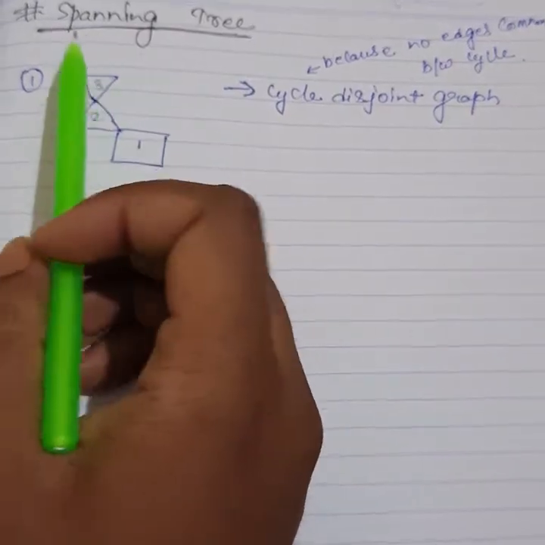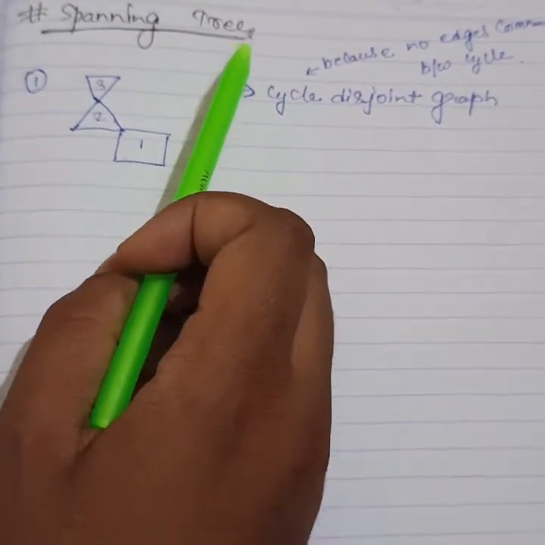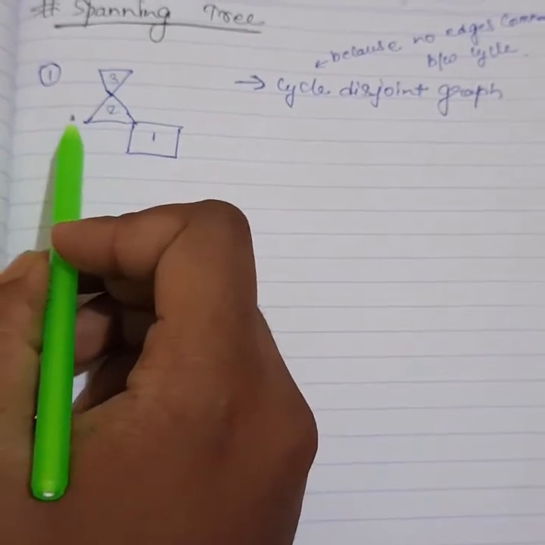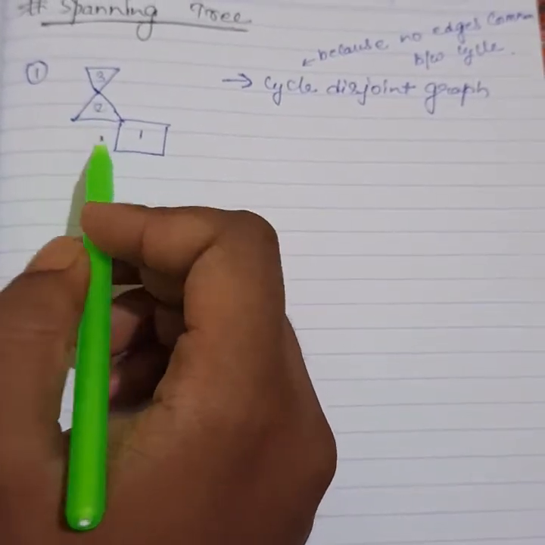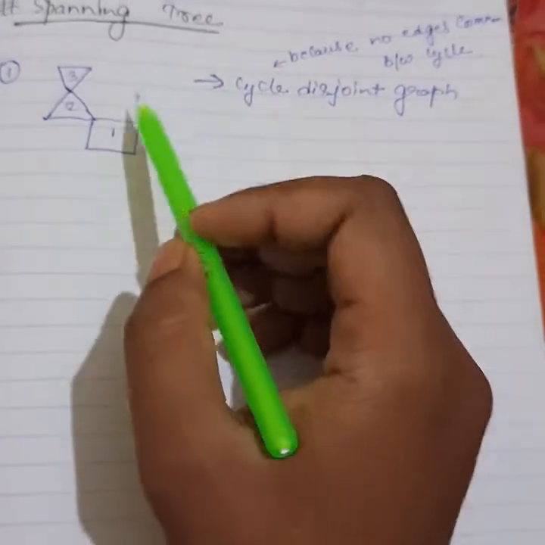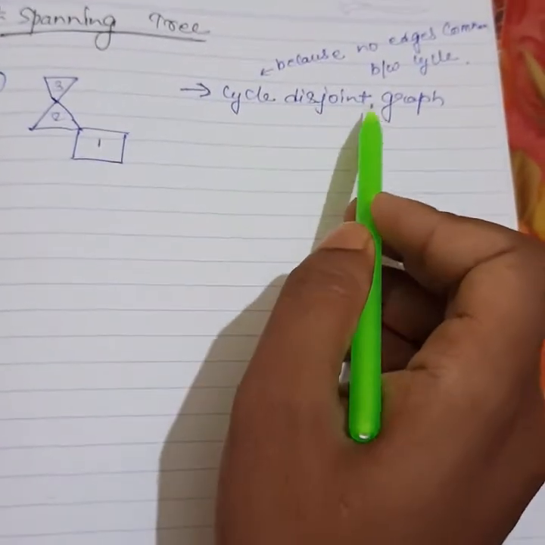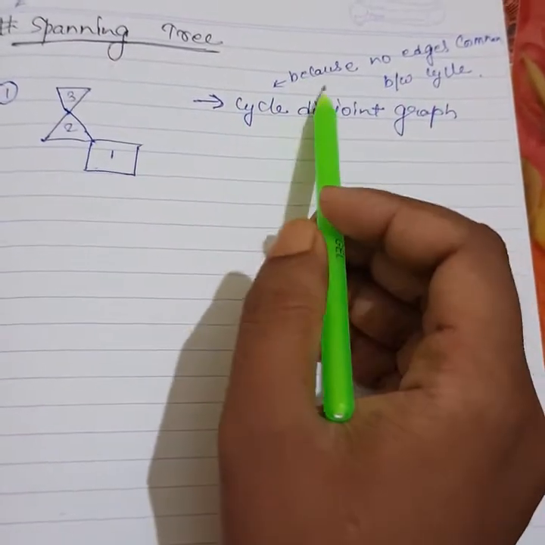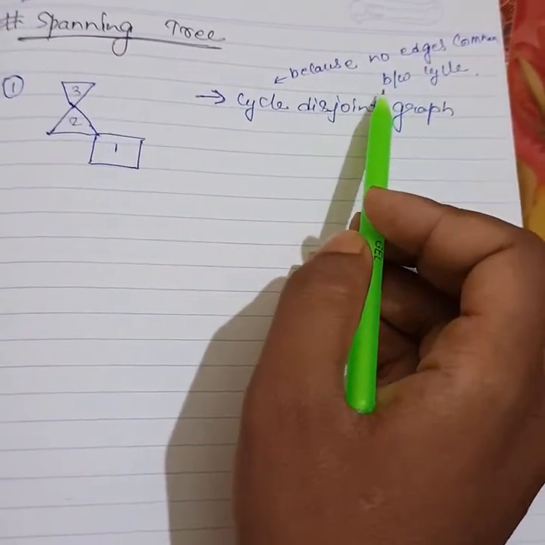So our topic is number of spanning trees. This is our first graph. This is a graph because there is a cycle. That's why it is a graph. This graph is also known as a cycle disjoint graph because there is no common edge between cycles.